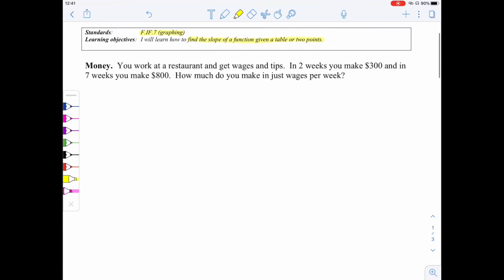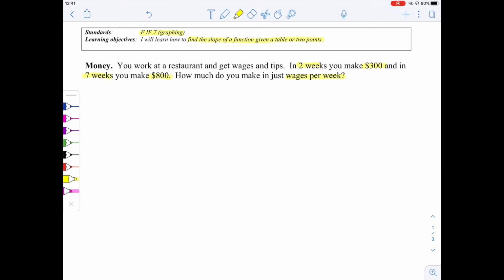Okay, first problem. Money. You work at a restaurant. Anybody work out there? And get wages and tips. In 2 weeks, you make $300. And in 7 weeks, you make $800. How much do you make in just wages per week? You want to find the rate of change. What is your wages per week?